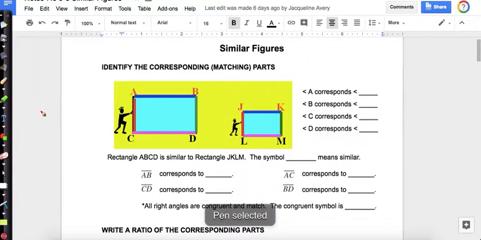One strategy we can use, if we know they're similar and we know rectangle ABCD is similar to rectangle JKLM, is to line up the letters to see which letters correspond, and it also helps us see which sides correspond. So go ahead and write down ABCD right about here and line up underneath it JKLM.